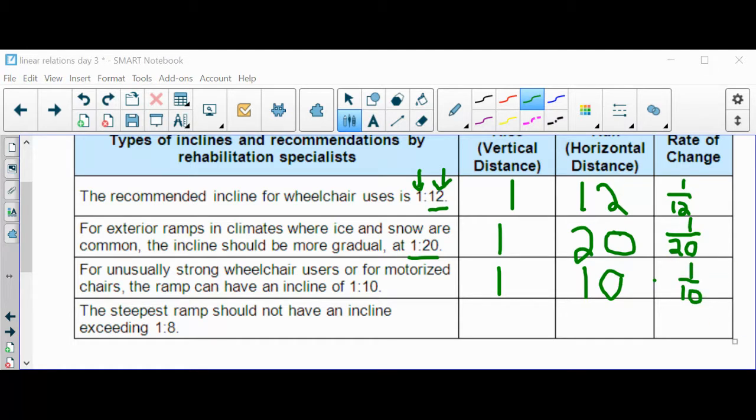So that rate of change is 1 over 10. Now it says the steepest ramp, so even if you're not thinking about wheelchair access, but just not putting in stairs, should not have an incline exceeding 1 to 8. So that means that for every inch of rise, you should have no more than 8 inches of run. Sorry, I meant to say that means no less than a 1 to 8 incline. So the rate of change would be 1 over 8.